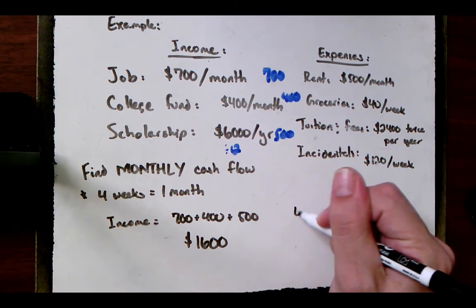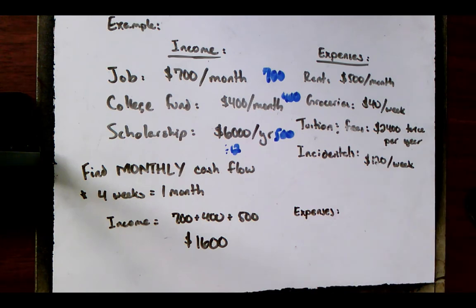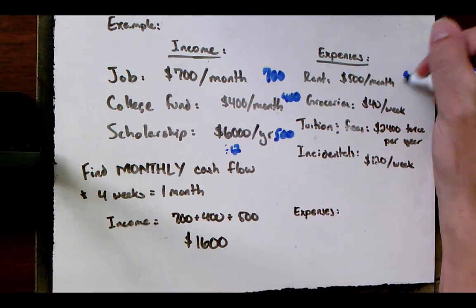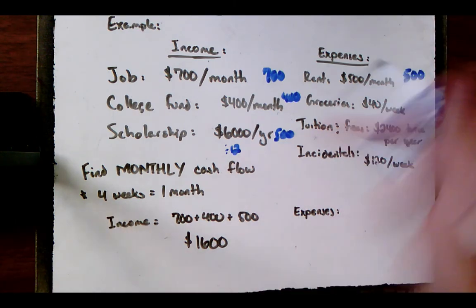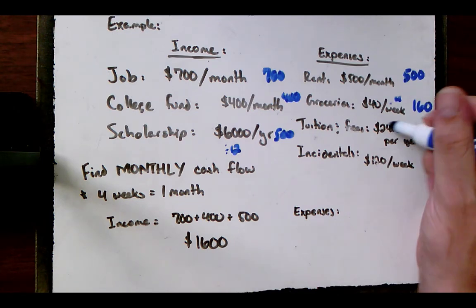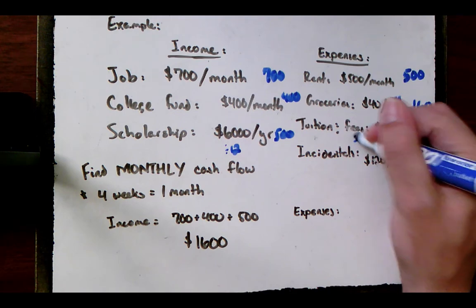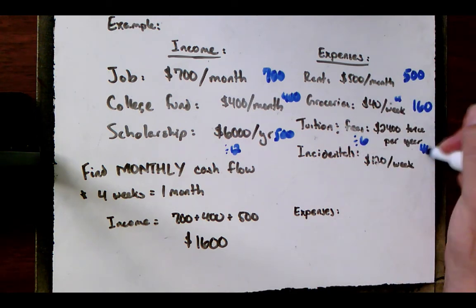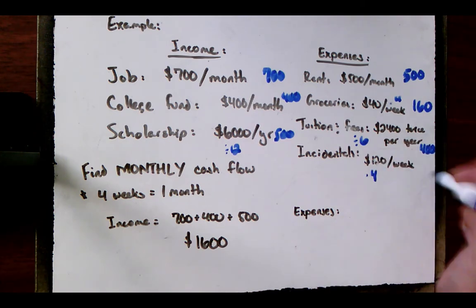And then we have expenses. For our expenses, rent is $500 a month. We don't have to change that at all. Groceries was $40 a week. We said that there were 4 weeks in 1 month, so we're going to multiply by 4. That's going to tell us we spend $160 a month on groceries. Tuition and fees is $2,400 twice per year. Twice per year is every 6 months. So for this one, I'm going to divide by 6. And I get 400. And then lastly, incidentals was $120 a week. So we multiply by 4 and we get $480.